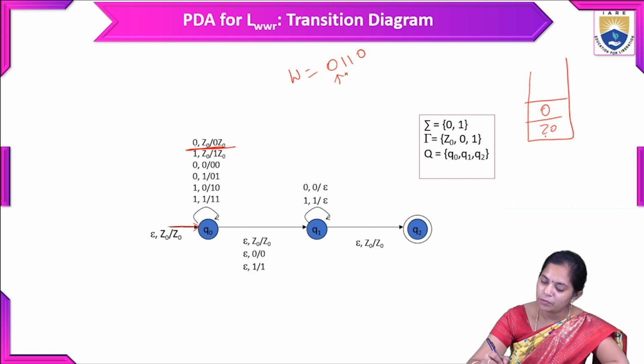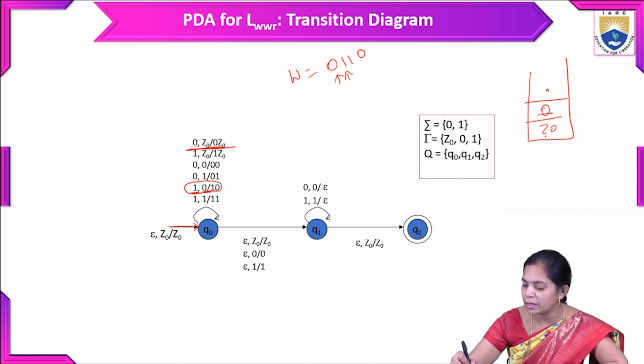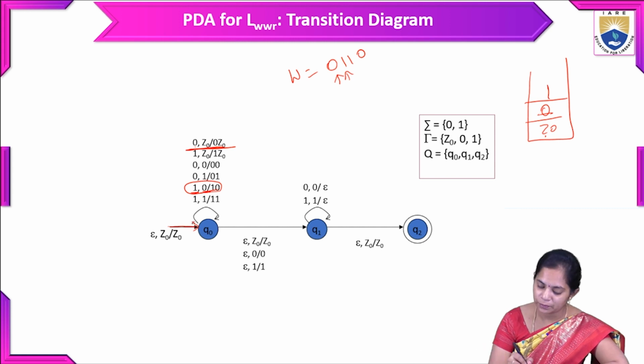Next, the string contains 1. After pushing 0 into the stack, we are in the same state. Here the input symbol is 1 and the top of the stack symbol is 0. So we have to push that 1 into the stack. And next we are in the same state.